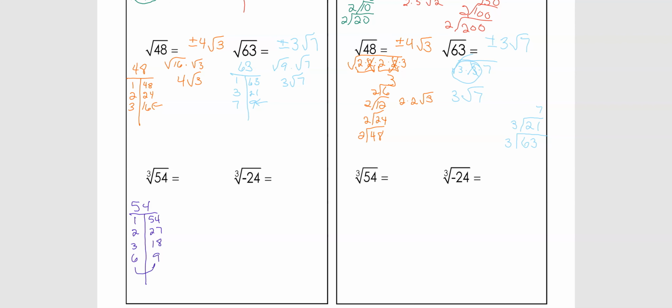So here is our perfect cube. This does require you to know your perfect cubes. So the cube root of 54 is equal to the cube root of 27 times the cube root of 2. And I wrote fourth. Oops. Let's fix that. All right, cube root of 27 is 3 times the cube root of 2. So 3 cube root of 2.